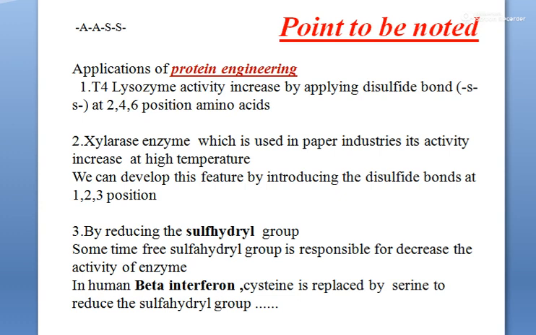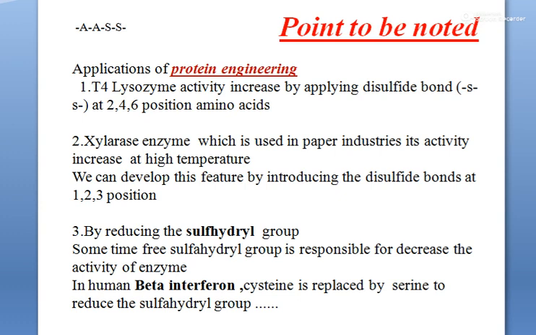T4 lysozyme activity increases by application of disulfide bonds, that means S-S bonds, at position 246 of the amino acid sequence. That means when you add disulfide bonds in T4 lysozyme at position 246, they increase its activity, right? Next, a popular enzyme, xylanase, which is used in the paper industry, its activity increases at high temperature.